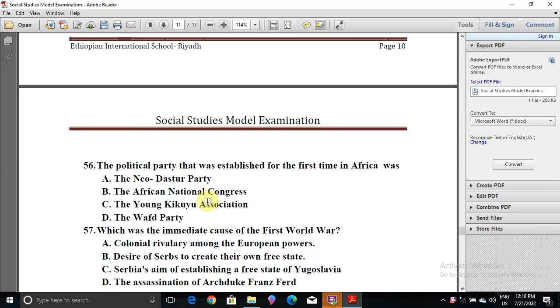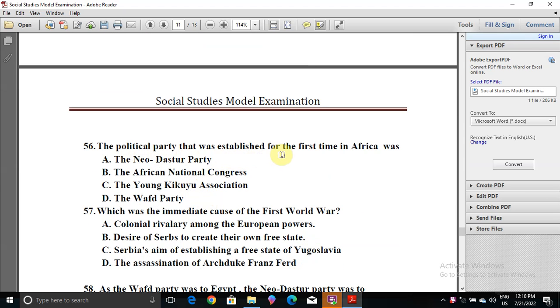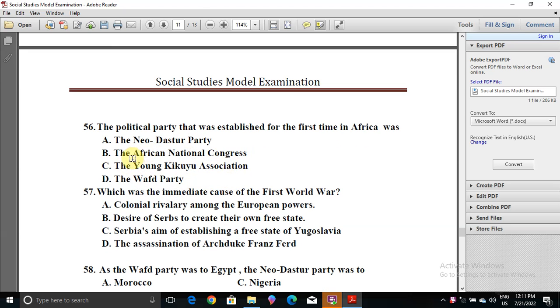Now question number 56. The political party that was established for the first time in Africa was what? The New Dastar Party, or the African National Congress, or the Young Kikuyu Association, or the WAFT Party? Actually, the New Dastar Party, no, and the WAFT Party, no. Why? Because the WAFT Party, it was for the Egyptian, and the New Dastar Party was for Tunisia, and the African National Congress, yes, this one was established for the first time in Africa. This is the political party that was established for the first time in Africa.